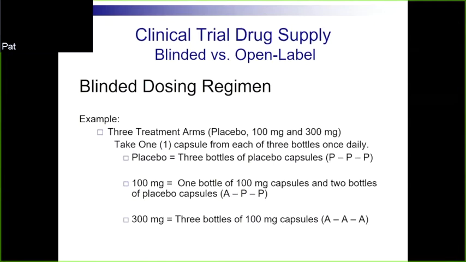The way in which we achieved the blinded dosing regimen was for subjects to take 1 capsule from each of 3 different bottles, bottle 1, bottle 2, bottle 3, daily. So in this placebo treatment arm, 1 capsule from each of the 3 different bottles resulted in 3 placebo capsules. The 100 milligram kits had 1 active bottle and 2 placebo bottles. So they again took 1 from each of the 3 bottles and achieved their 100 milligram daily dose. And likewise, the 300 milligram group with 3 of the active bottles were taking the same dosing regimen, 1 capsule from each of the 3 different bottles, and achieved these 3 different dosages by having an identical dosing regimen.